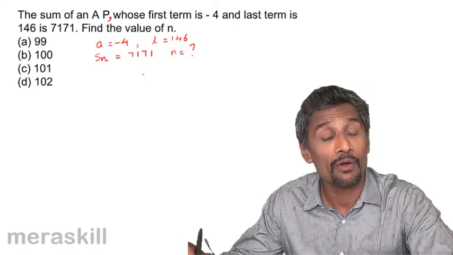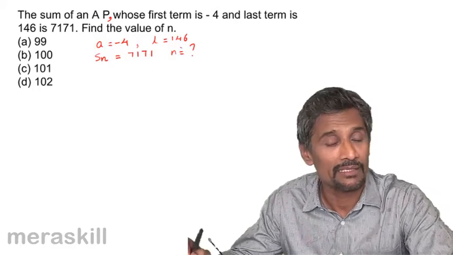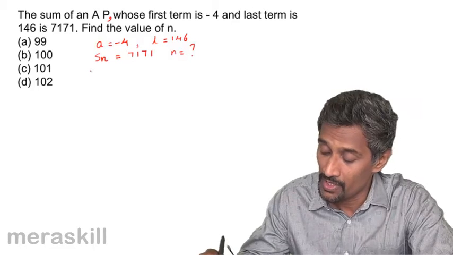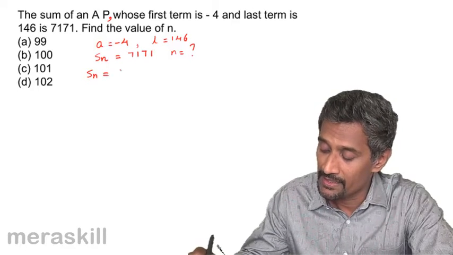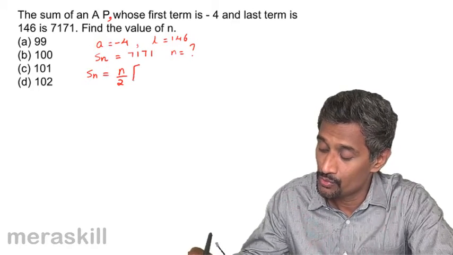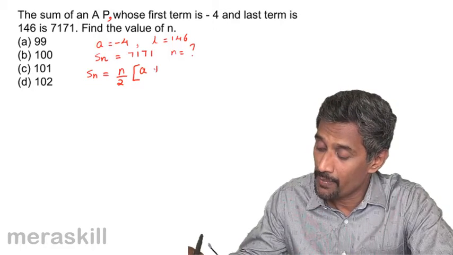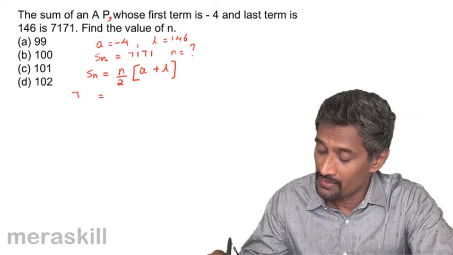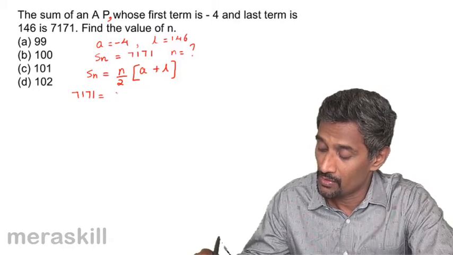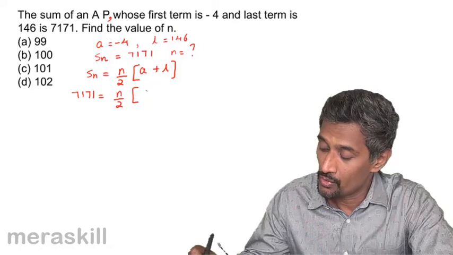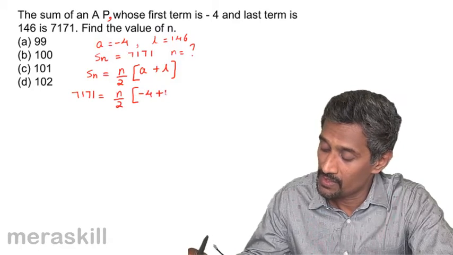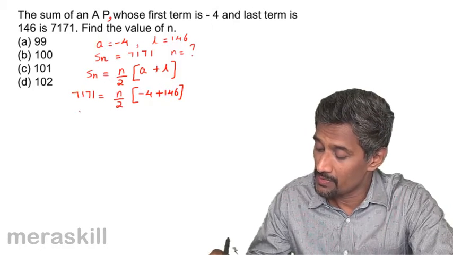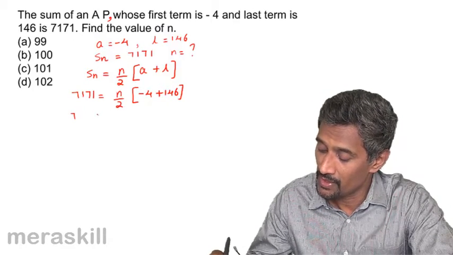Now here, which formula do we use? Not 2a plus n minus 1 into d. You can use that, but that will be a roundabout way of going about it. Here, instead, we can use Sn is equal to n by 2 into a plus the last term, which will turn out to be 7171 is equal to n by 2 into minus 4 plus 146, which will turn out to be 7171. So you have 2 times 7171.